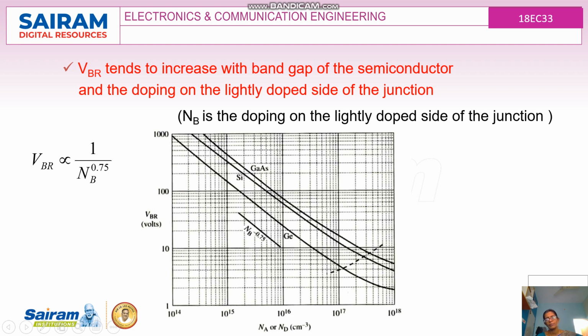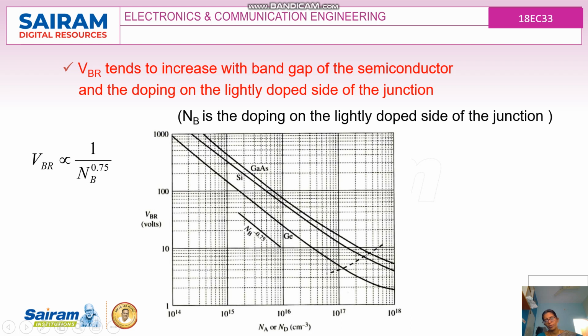Normally the breakdown voltage will be around 10 volts. But as we increase the doping, the breakdown voltage also increases. For germanium, we can see that the breakdown voltage is less compared to silicon, and which is very less compared to gallium arsenide.